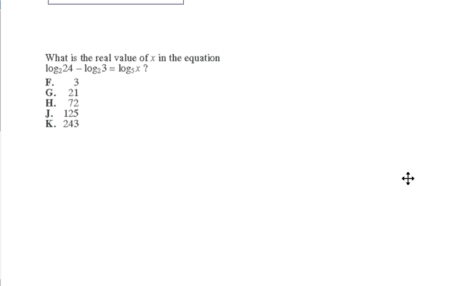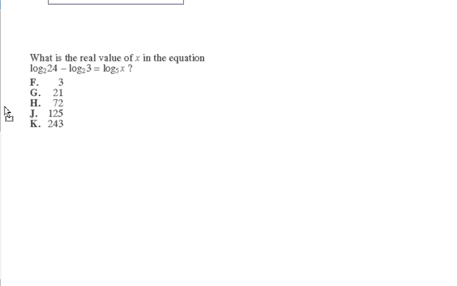Okay, hopefully you were able to plug that in. You want log base 2 of 24 minus log base 2 of 3 in your y1, log base 5 of x in your y2. Using the second trace or calc function for the intersection, you should end up getting 125 as your x value.